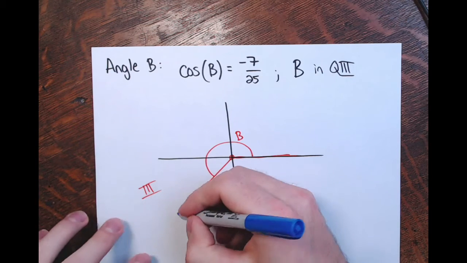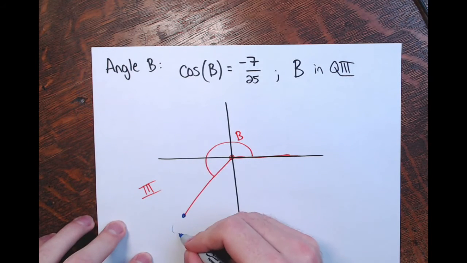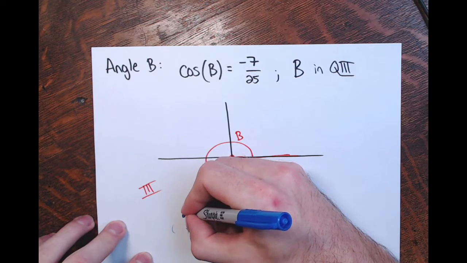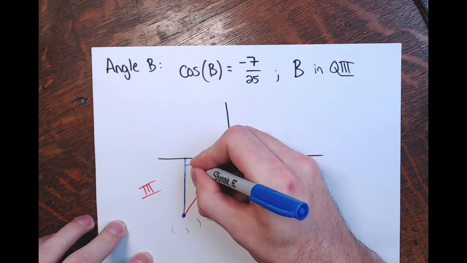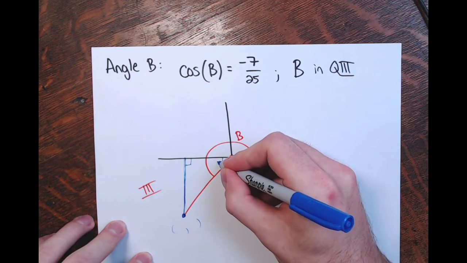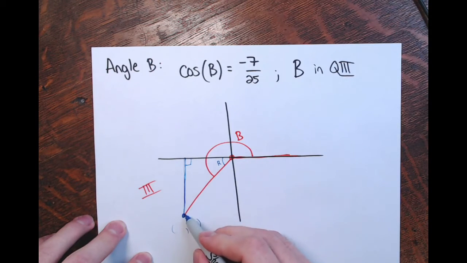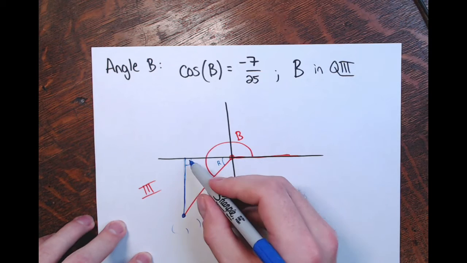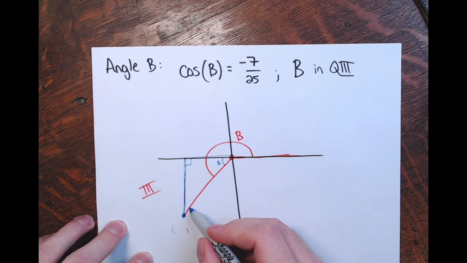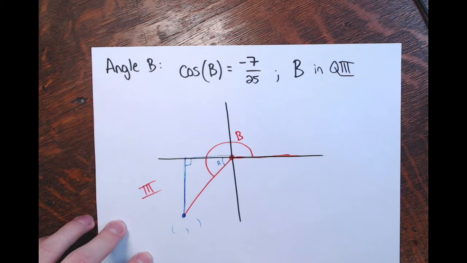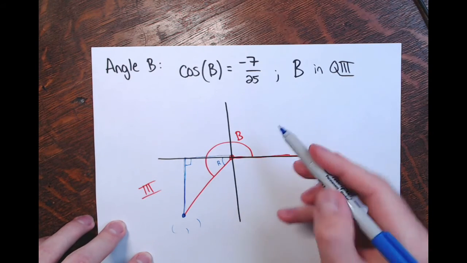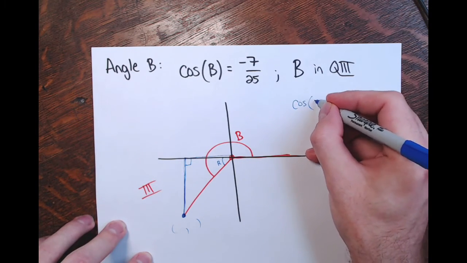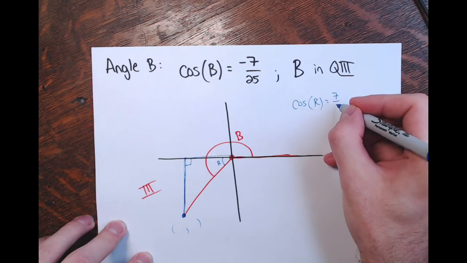I pick a point on the terminal side here. It's got some x coordinate, some y coordinate that I don't know yet. Draw a perpendicular segment to the x-axis, and then there's the reference angle, formed by the terminal side and the x-axis. That's an acute angle in this right triangle. Now, if the cosine of B is negative 7/25, I would like the cosine of this acute reference angle to then be positive 7/25.